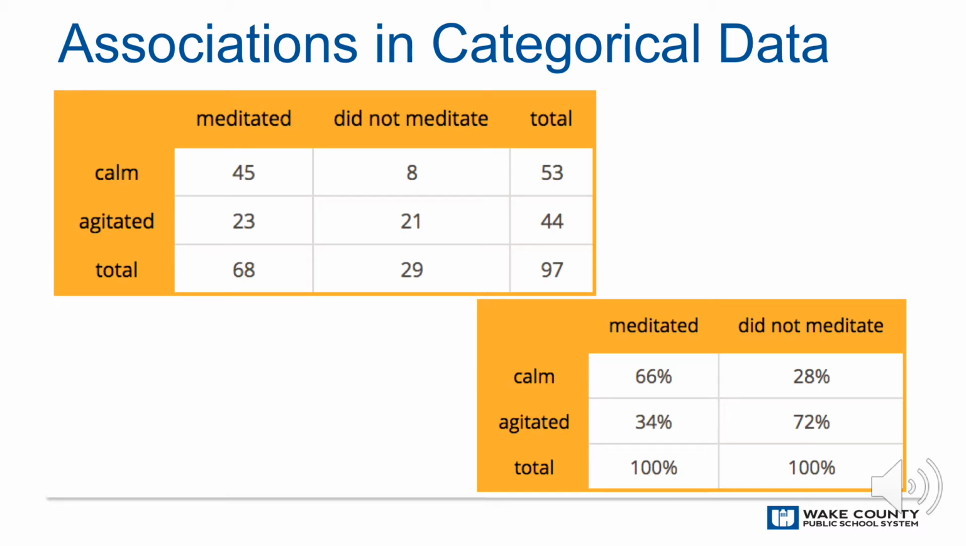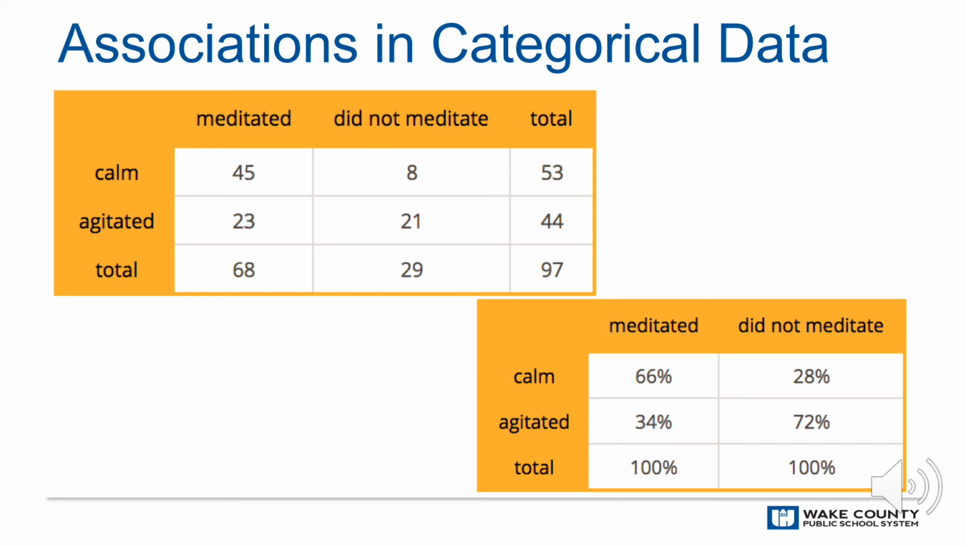23 of the people who meditated were agitated, while 21 of the people who did not meditate were agitated. Does this mean that meditation has no impact or even a slight negative association with mood? Probably not. When we look for associations between variables, it can be more informative to know the percentages in each category like this. Of the people who meditated, 66% were calm and 34% were agitated.